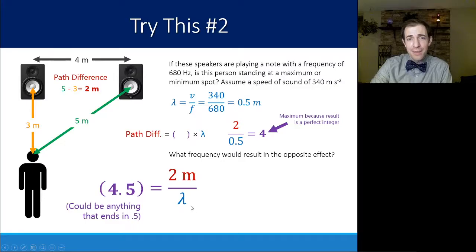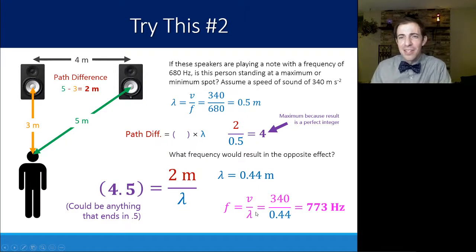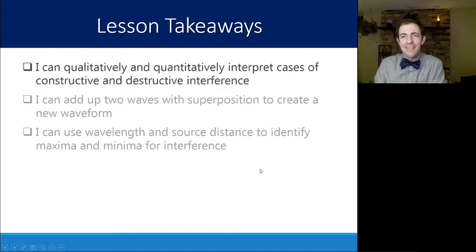If I solve for my wavelength here, this wavelength is going to be 0.44. And if I want to go backwards, figure out with my speed of sound, 340 meters per second, what my frequency is, I can find the frequency is just the wave speed divided by the wavelength, and that's 773 hertz. So a frequency of 680, that's totally fine, but a frequency of 773, that would result in a minimum from these two locations.